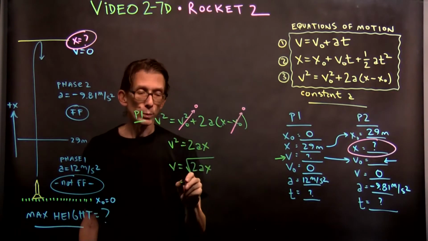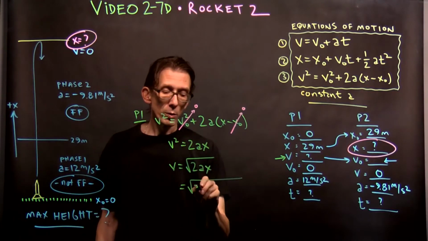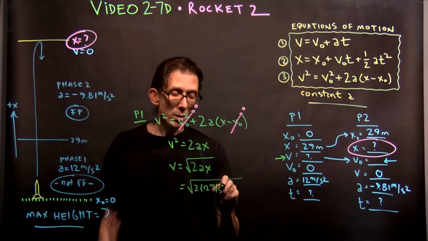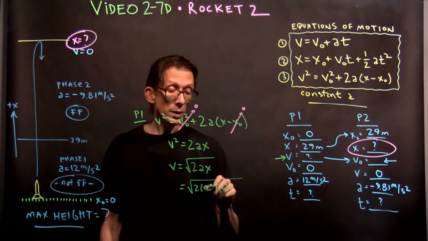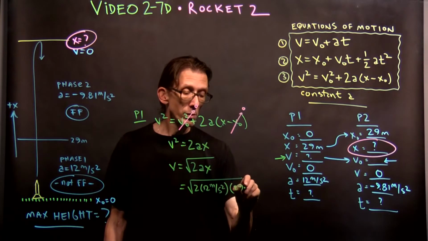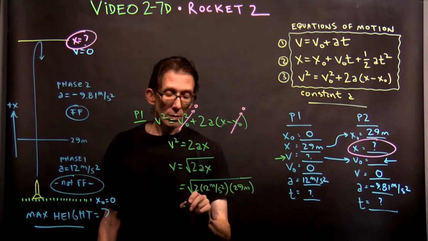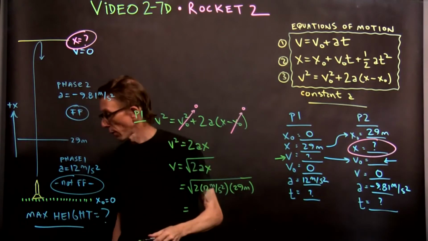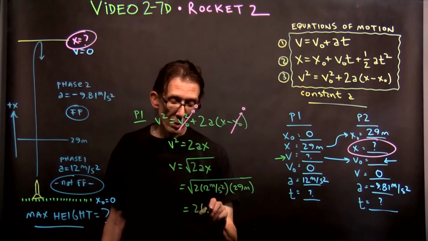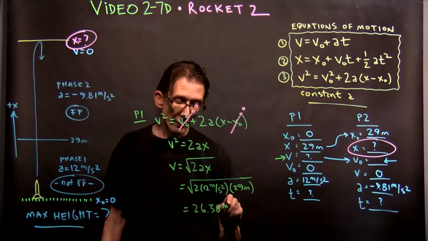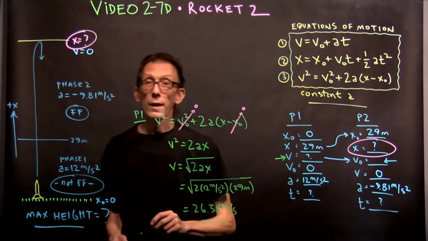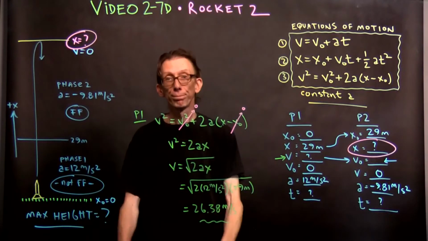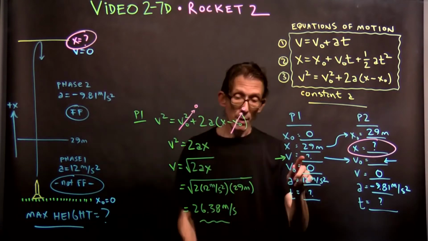Now we can plug our numbers in. 2 times a, which is 12 and positive meters per second squared, times x, which is 29 meters. Put it in your calculator, crunch the numbers, and you get 26.38 meters per second. Okay, that is the final velocity for phase 1. That's this number right here.